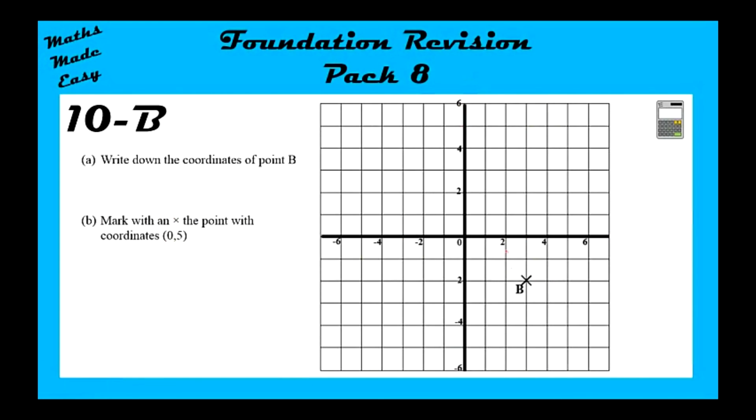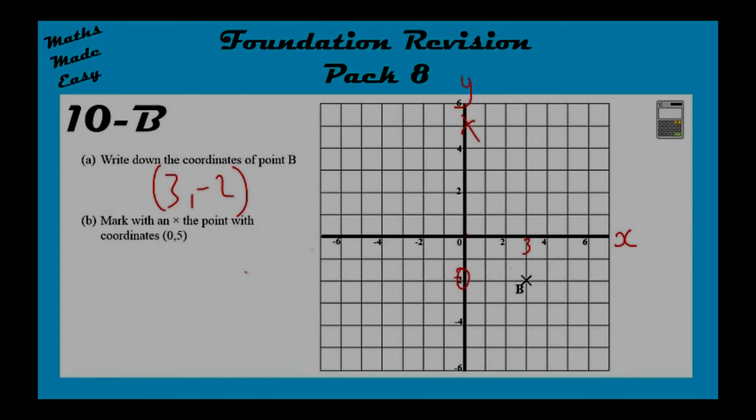10b, write down the coordinates of b. So again, x-axis first, then your y-axis. X-axis is 3, y-axis is this -2 here, so it's 3, -2. And then mark on an x at the point 0, 5, so 0 on the x-axis up to 5 on the y-axis goes right here.